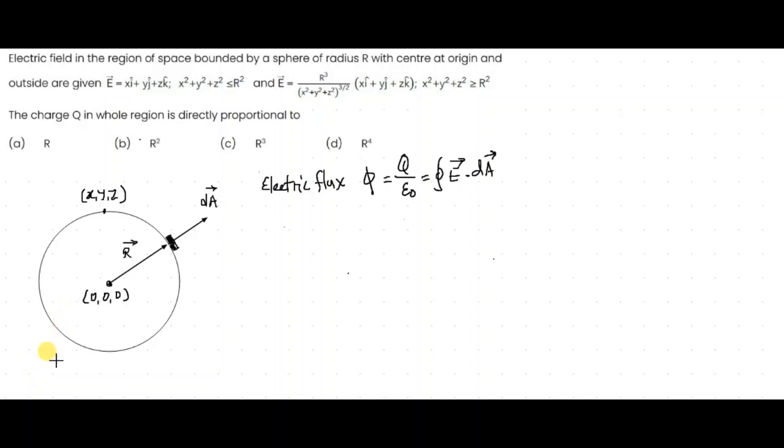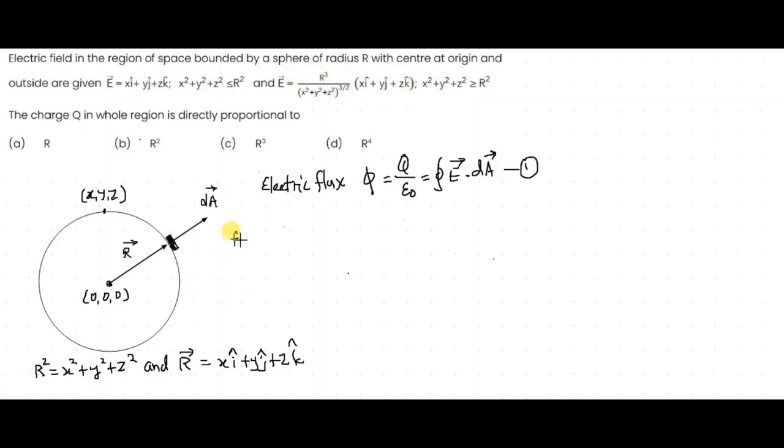So using this particular data, you can always say that r square is equal to x square plus y square plus z square, and also you can say this vector r can be represented as xi plus yj plus zk, right? So now you just focus on the second equation of electric field, which is outside, right? So this is my equation number 1, and now I'm focusing on the second equation.